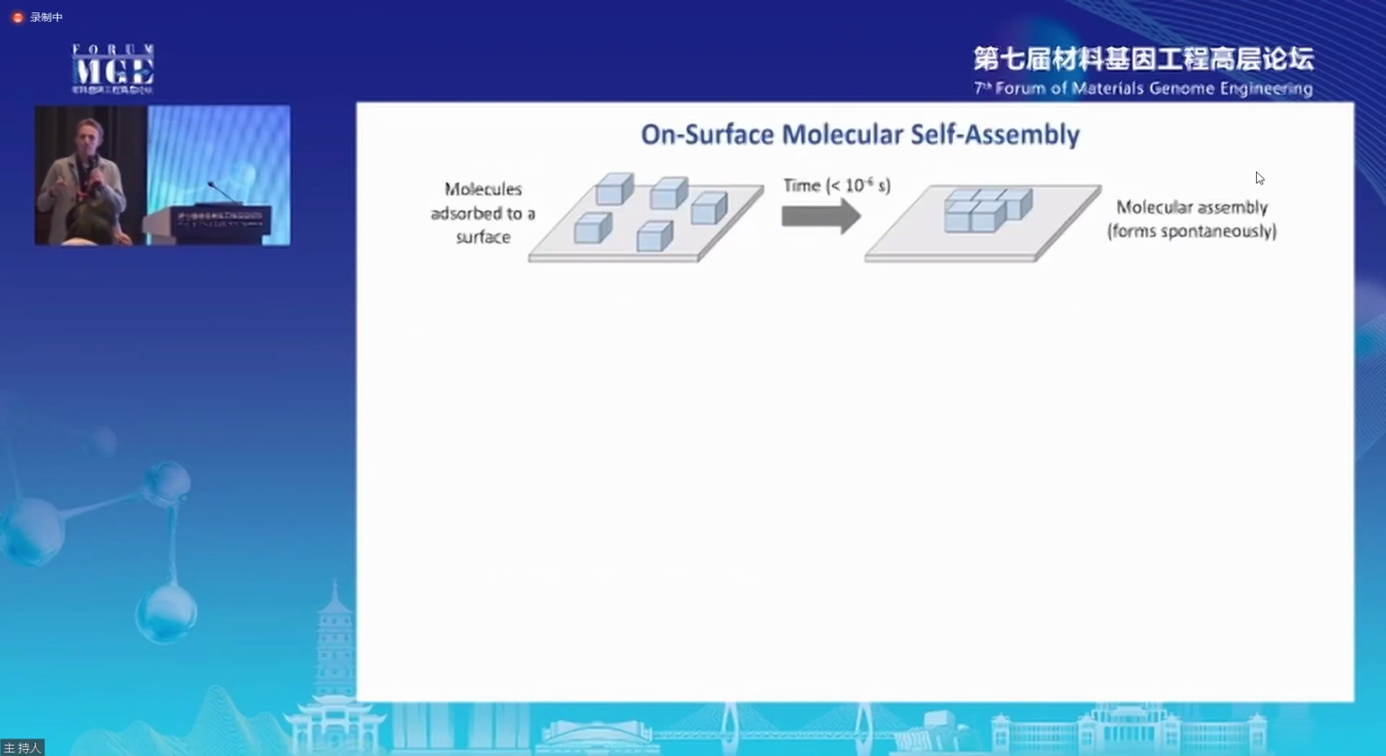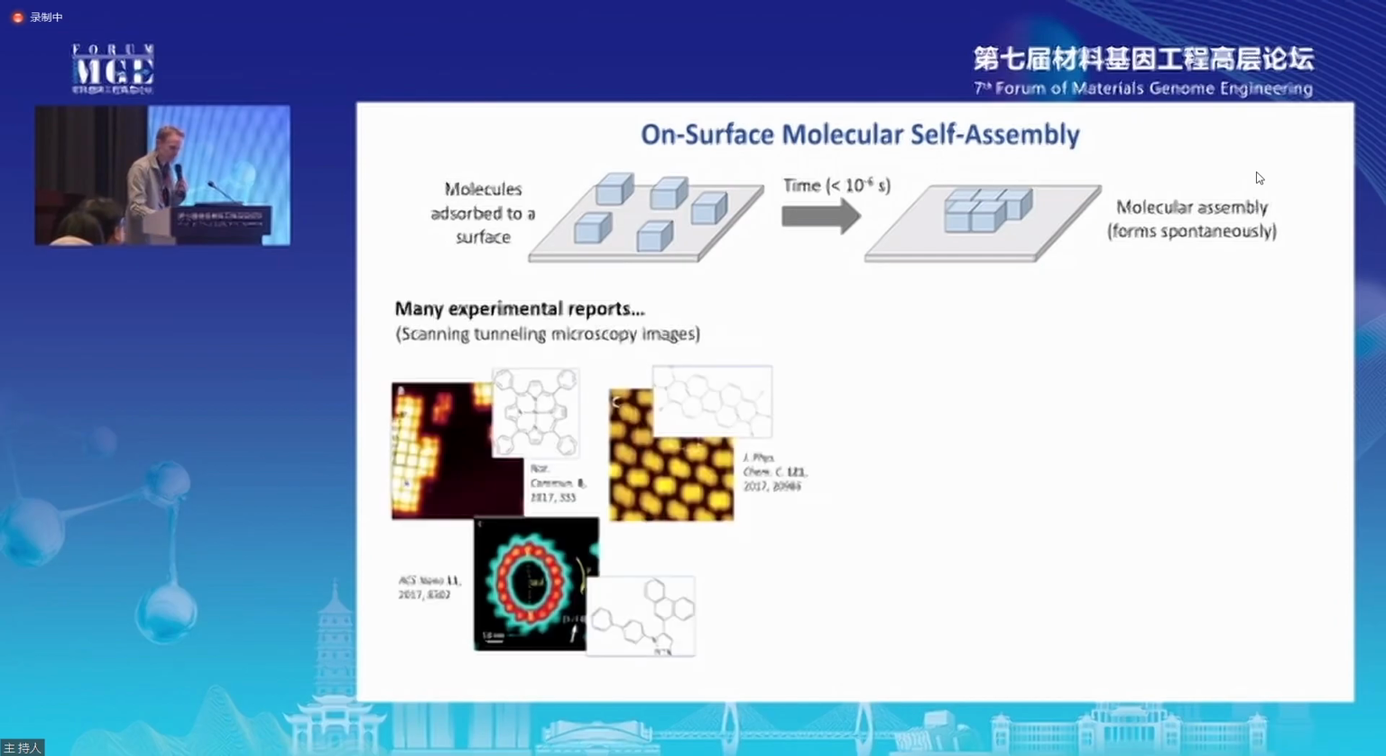Here I'm showing a schematic of on-surface molecular self-assembly. We've got a surface and some molecules have been placed on that surface. The molecules interact with each other. They come together to minimize their energy, and they form this molecular assembly that you can see here.